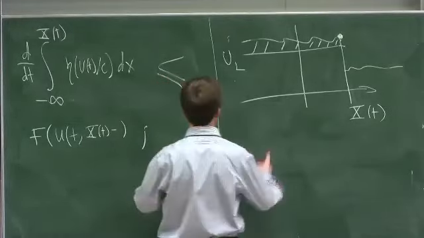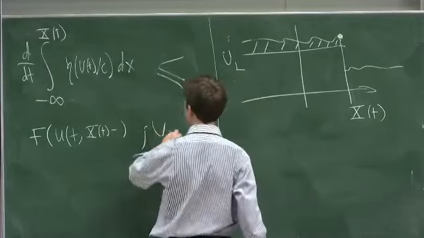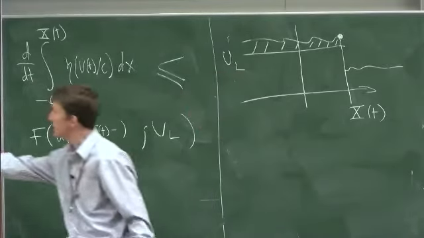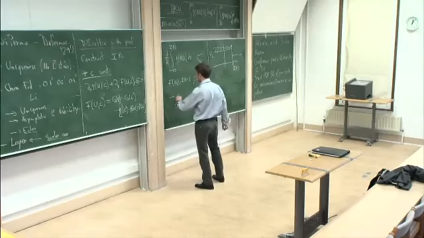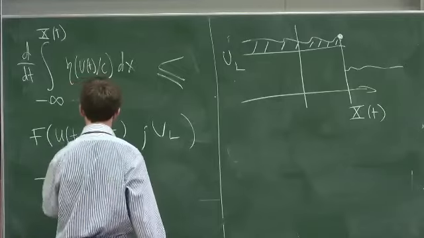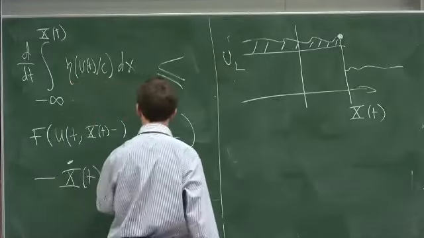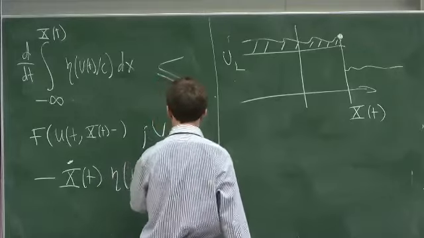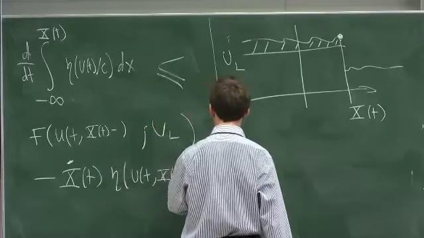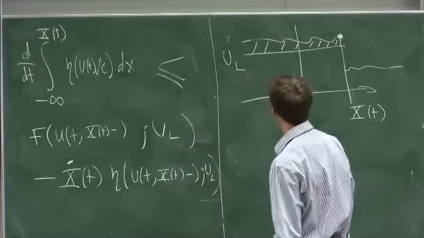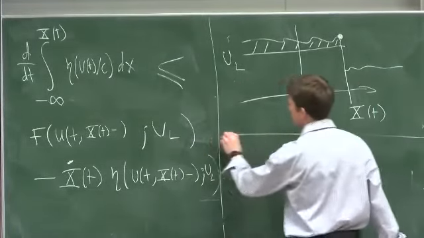F with respect to, well, I compare it to ul. So these are the things. But on top of it, you have, of course, a translation, x of t. So this is minus the derivative x dot of t of eta of u of t, x of t minus ul, okay?